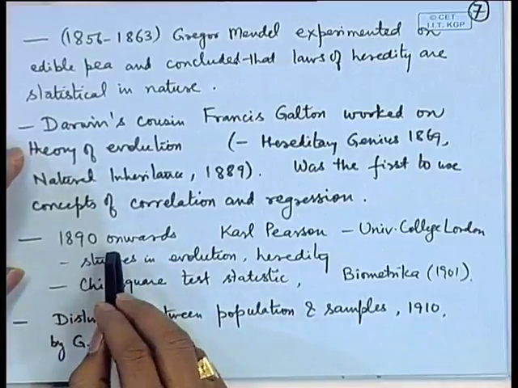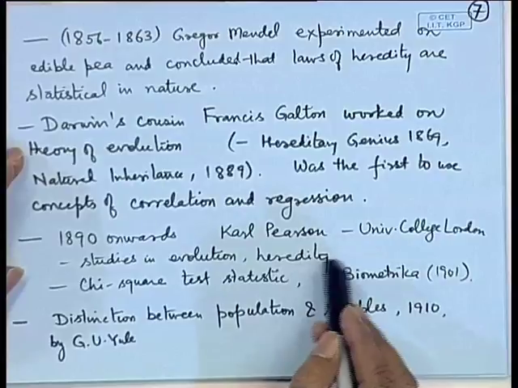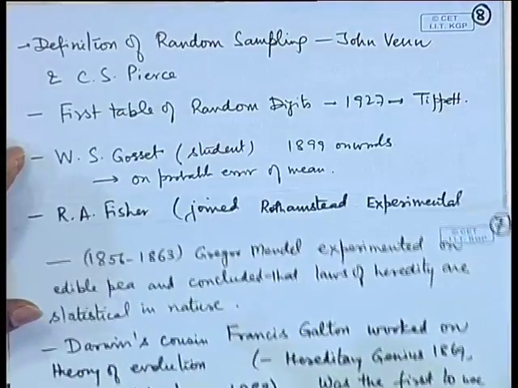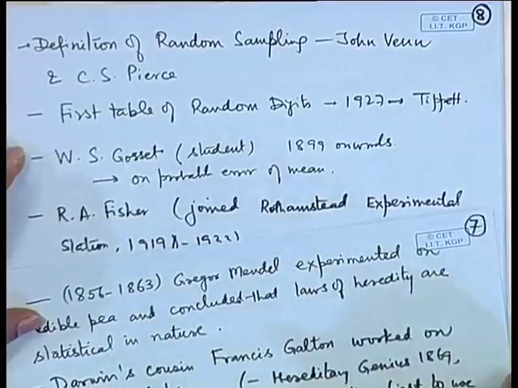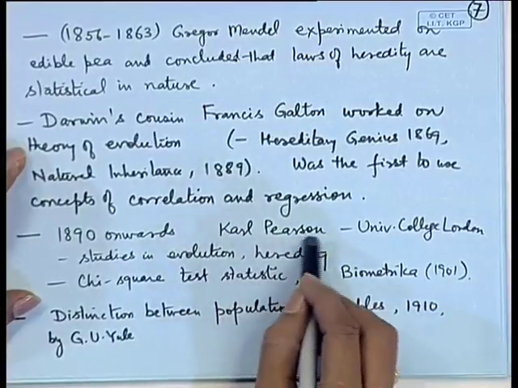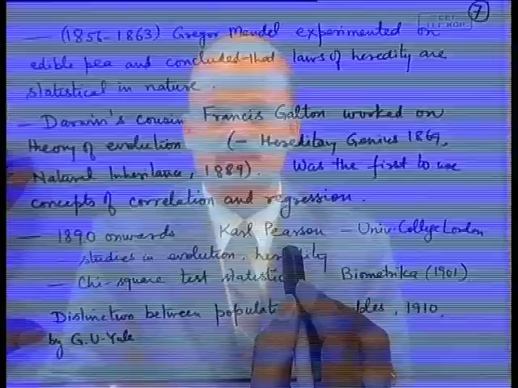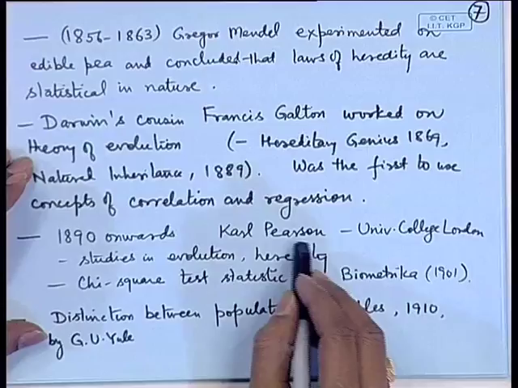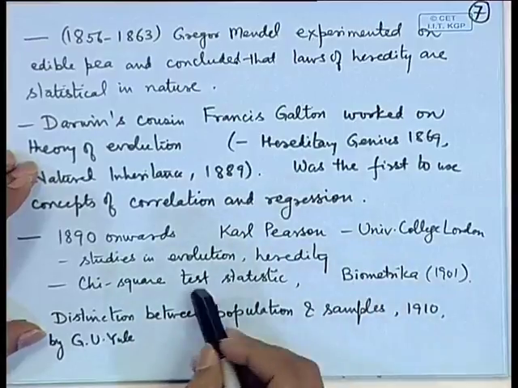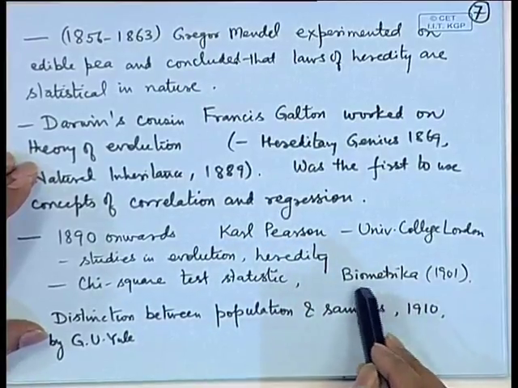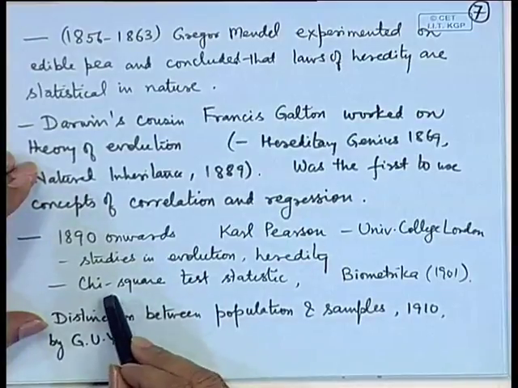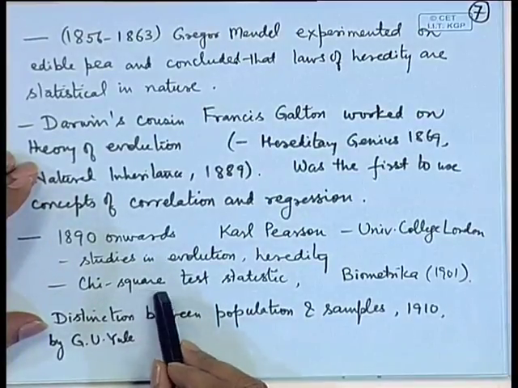From 1890 onwards, two centers of statistics developed. One was University College London and the other was the Rothamsted Experimental Station in England. At University College London, Karl Pearson started introducing the concept of statistics in a very systematic way. He was doing studies in evolution, heredity and various other aspects. In 1901, he started the famous journal Biometrika, one of the top journals for the study of statistics. He was the first one to talk about the chi-square test statistic.